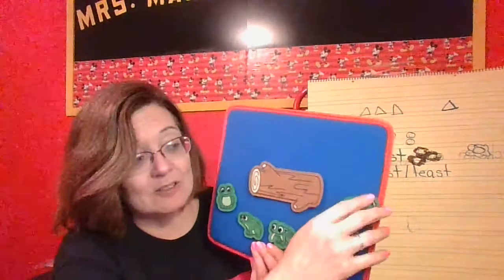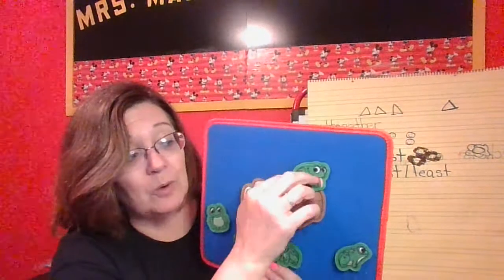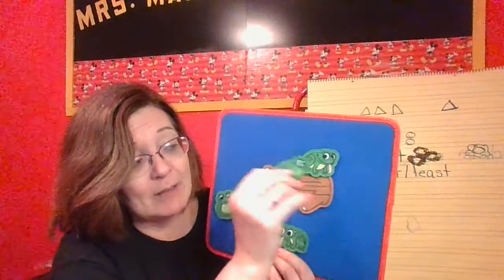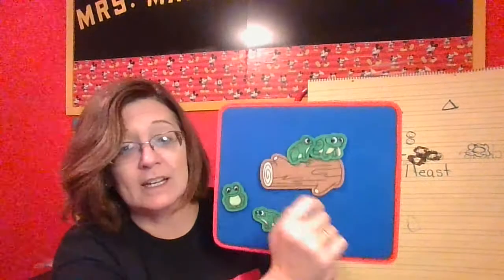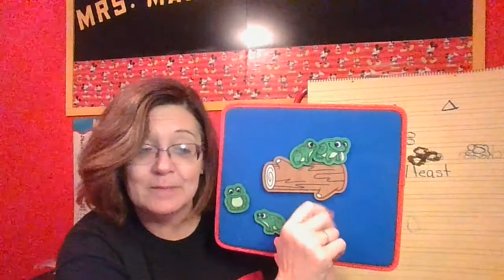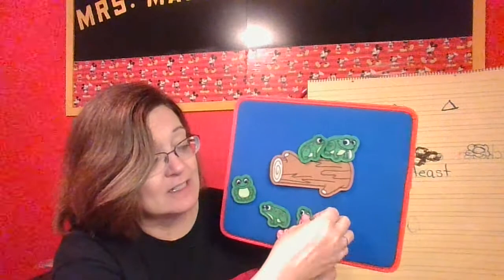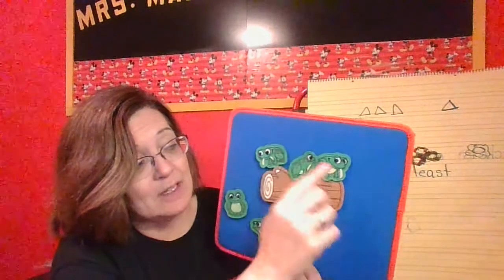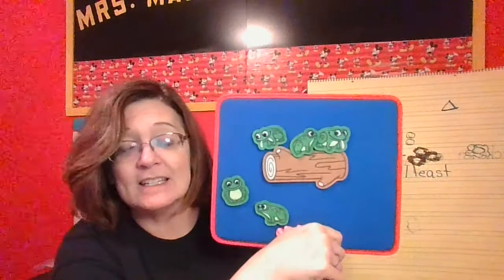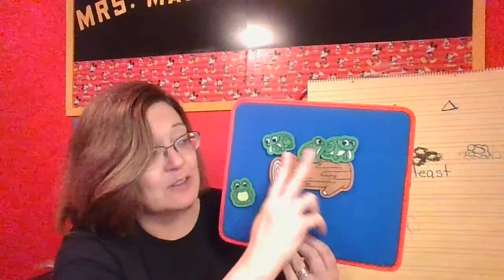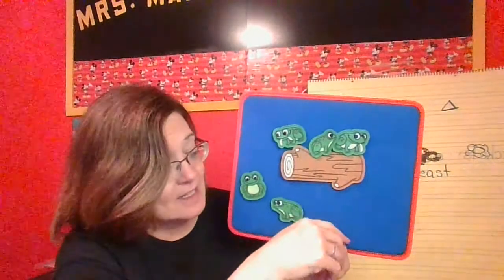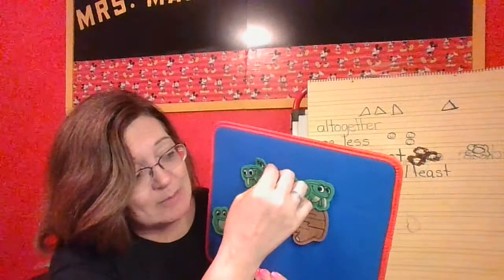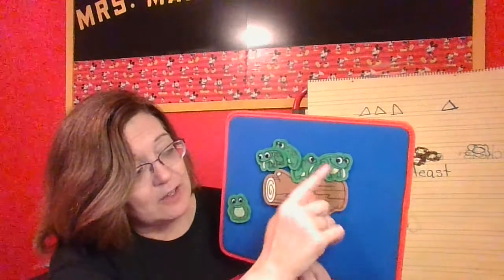Yeah. So then you could do it backwards. 1 little speckled frog, and then another little speckled frog came and joined him. So 1 plus 1 is 2. 2 little speckled frogs. And then another one decided to come and play with them. So 2 plus 1 is 3. 3 little speckled frogs. And then a friend decided he wanted to come sit on that log too.